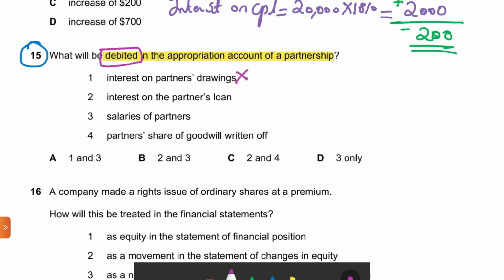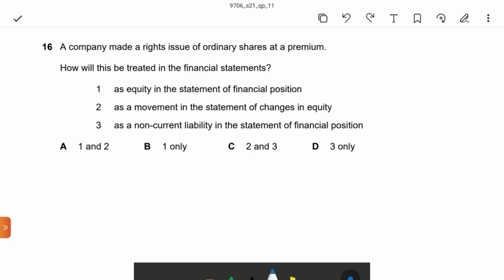Interest on partners' loan we never enter in the profit and loss appropriation account; it goes to the profit and loss account. Salaries of the partners: yes, the partnership firm is giving it to the partner, so it is on the debit side of the profit and loss appropriation account. Partner's share of goodwill never enters the profit and loss appropriation account. So the correct answer is 3, option D. Question number 16.